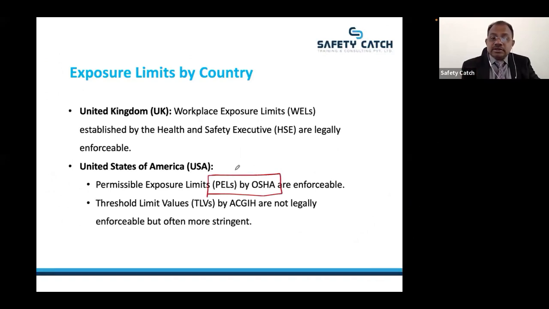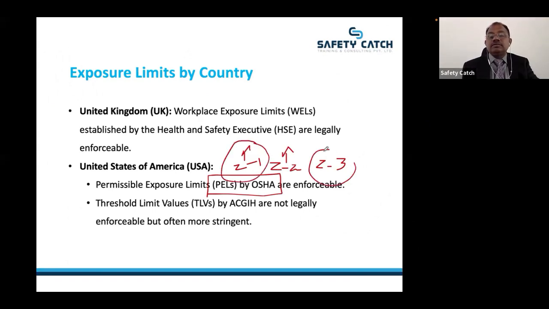In the United States, PEL by OSHA, which I have shown to you, the Z tables. There are 3 tables, Z1, Z2, and Z3. Z3 is for dust and fiber particulates. Z1 covers all gases. Z2 has slightly higher values. So the main tables are Z1 and Z3.